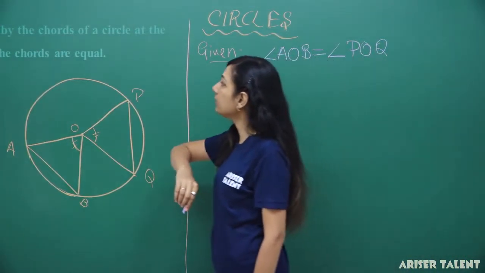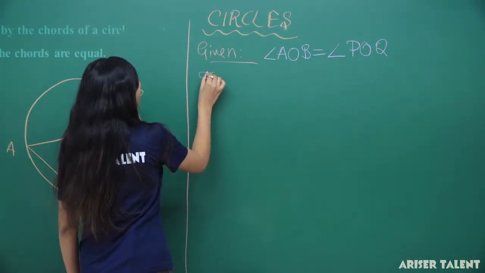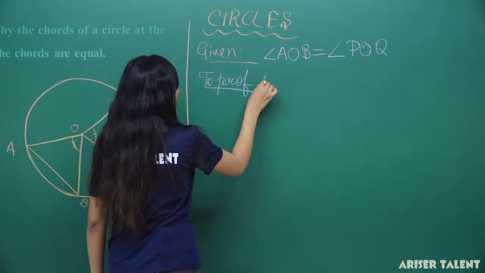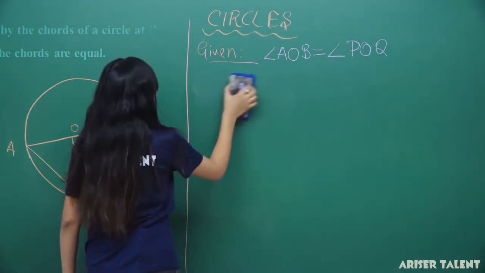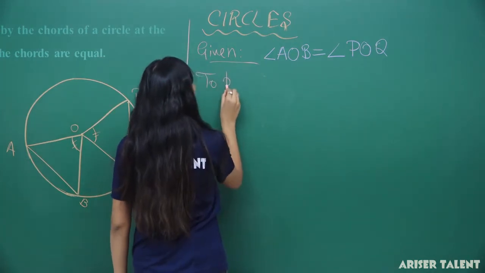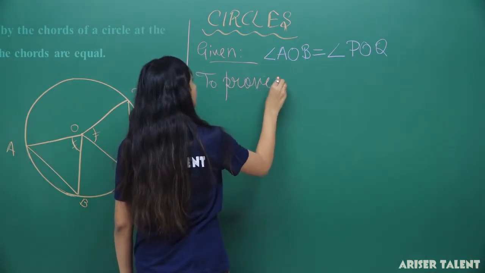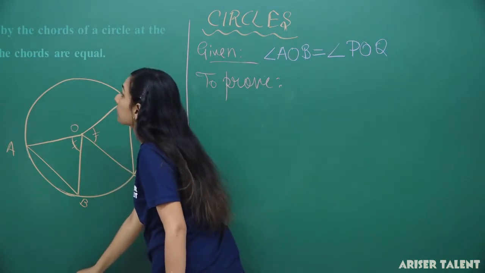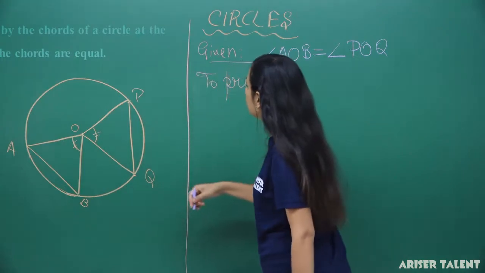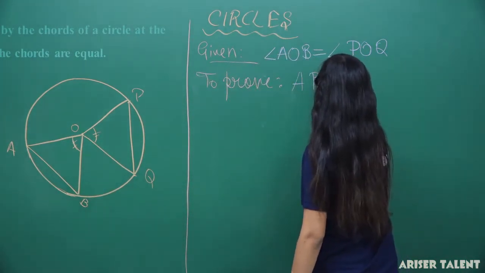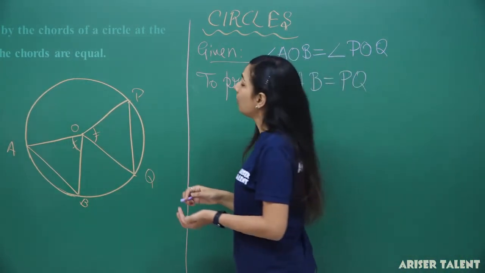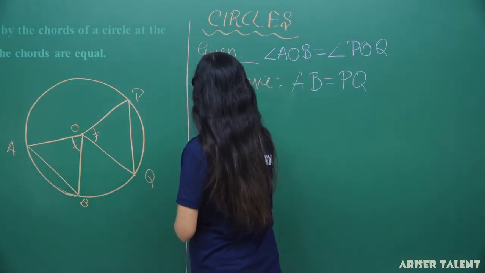Then we have to prove, what is it we have to prove? We have to prove that the chords are equal. Now AB is one chord and PQ is another chord. So we have to prove that AB is equal to PQ. Simple.